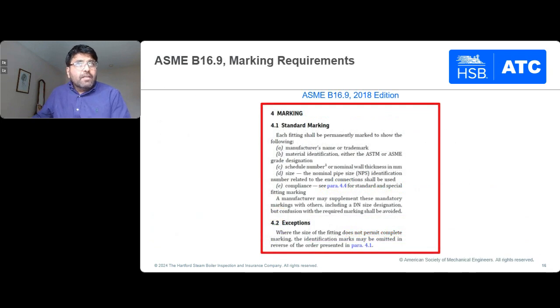I wanted to point out that B16.9 indeed has marking requirements. So typically these Ts are marked. And that's all we basically need as a minimum code requirement to make those Ts acceptable under Section 1 rules. So here we have the marking requirements from B16.9.